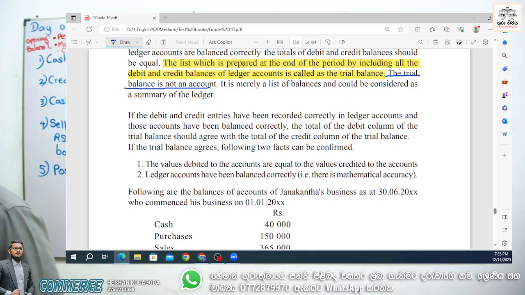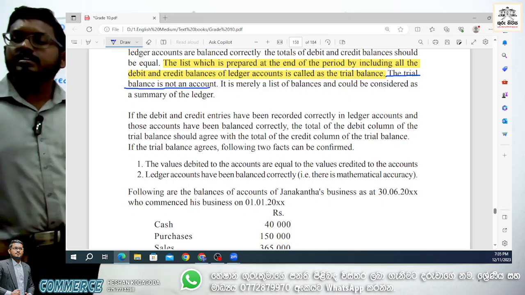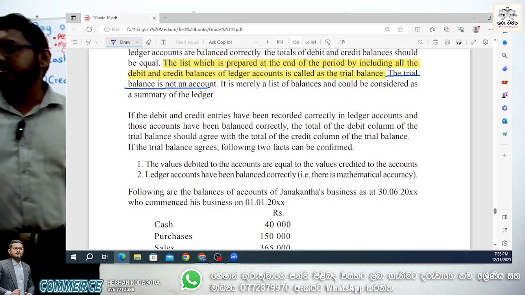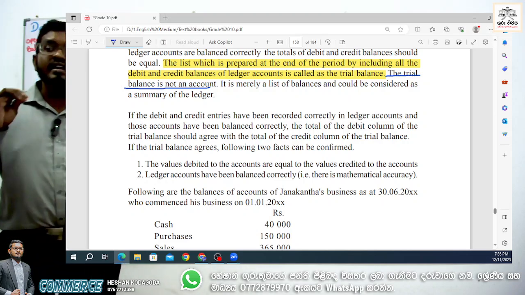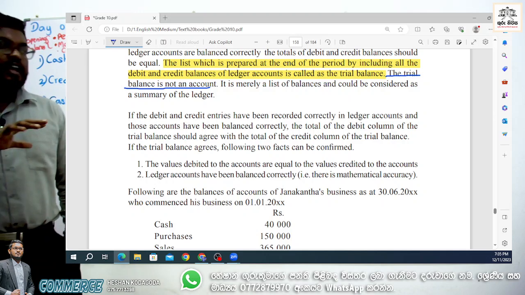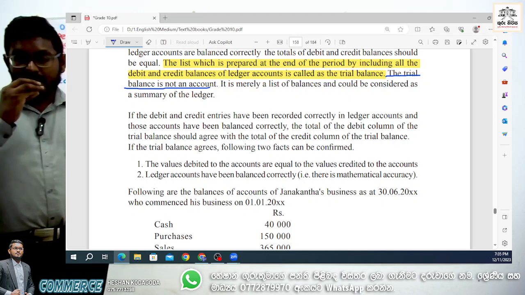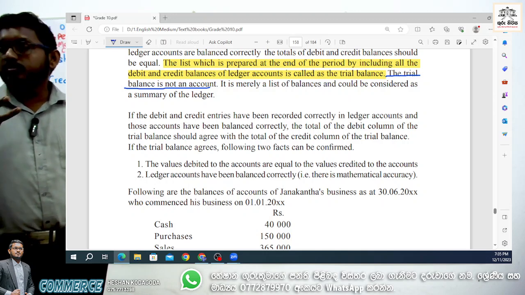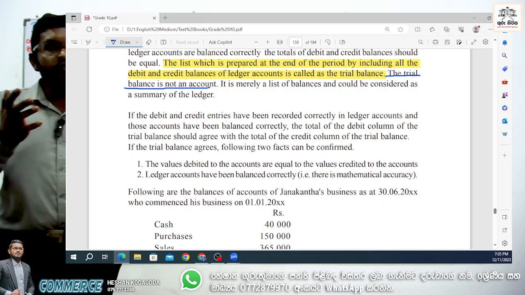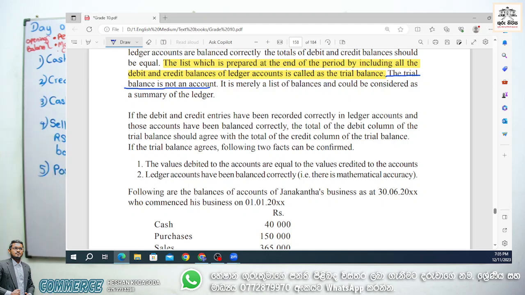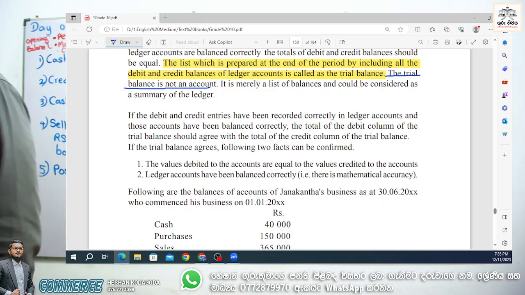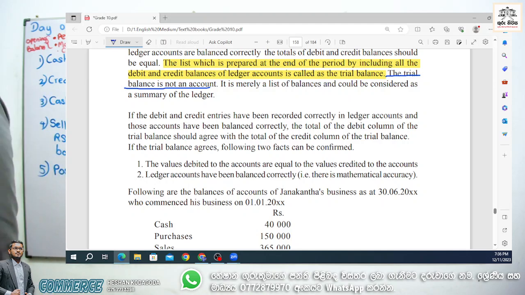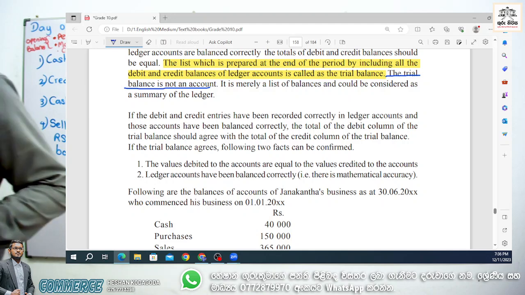There is mathematical accuracy. These are the things only we can confirm if our trial balance agrees. We can't 100% guarantee, why? Because there can be another error in the source document. So we can confirm only two things: the values debited to accounts are equal to values credited to accounts, and the ledger accounts have been balanced.